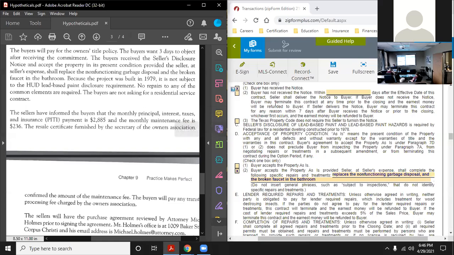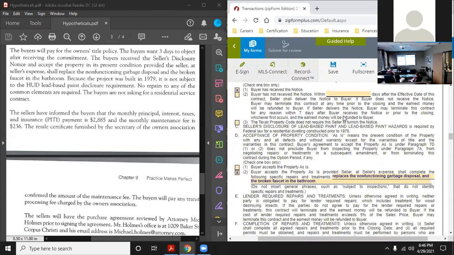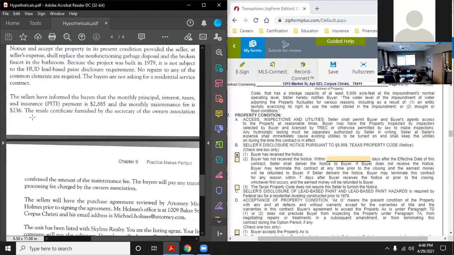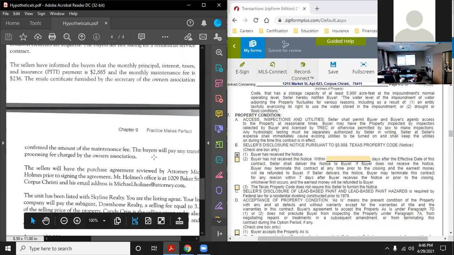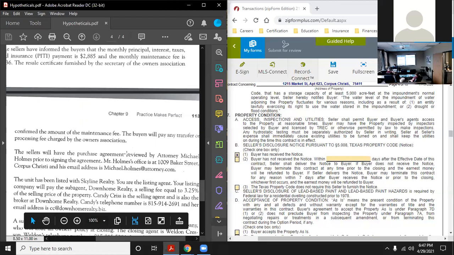The buyers are not asking for a residential service contract, so you can go ahead and put 0 there. The monthly principal, interest, taxes, and insurance payment is $28.85, and the monthly maintenance fee is $236. The resale certificate furnished by the Secretary of the Owners Association confirmed that amount of the maintenance fee, and the buyers will pay any transfer or processing fee charged by the Owners Association.